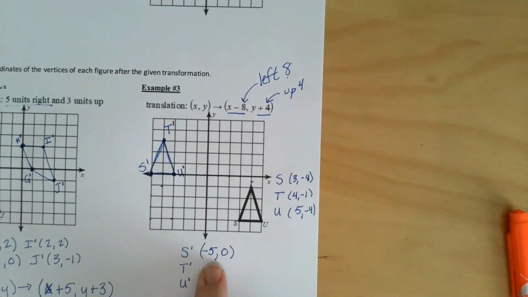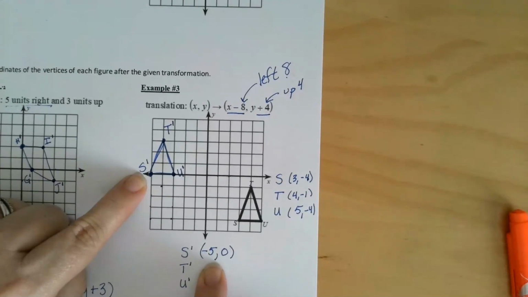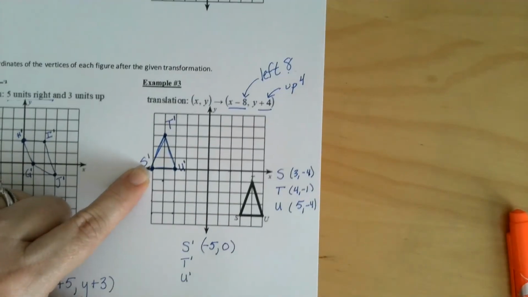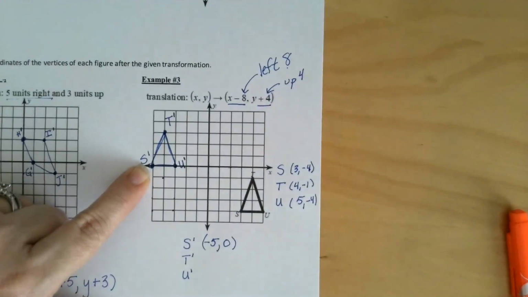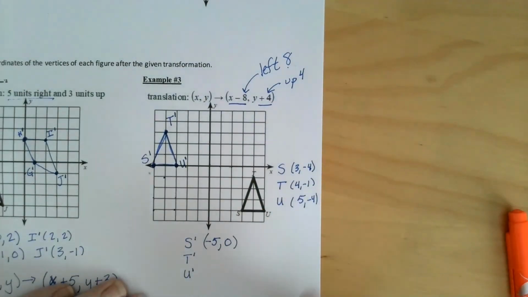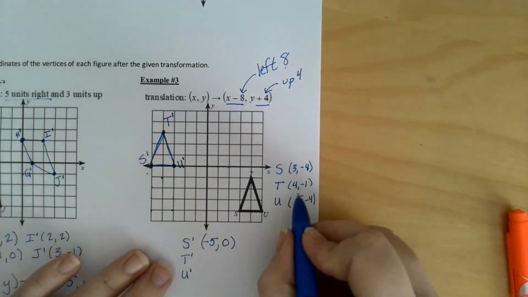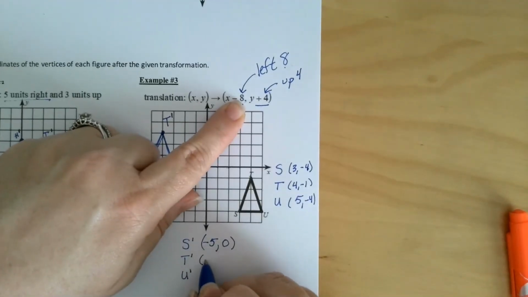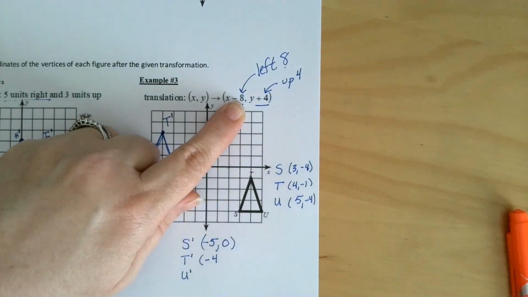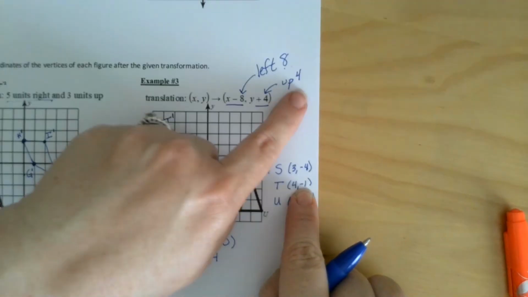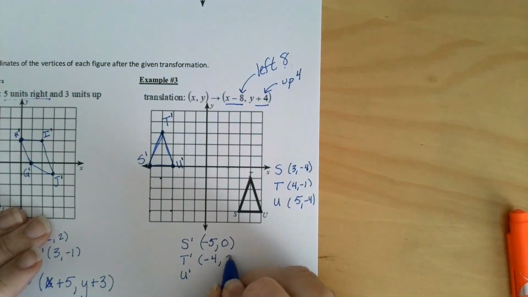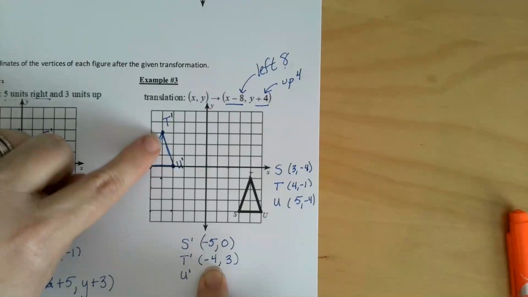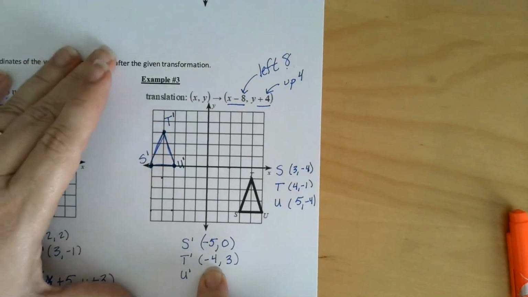Let's verify. Is that where S prime ended up? Is it at (-5, 0)? It is. Okay, so I can do it by graphing it, or I can do it by dealing with the coordinates. If I do the same thing to T, if I take 4 and I subtract 8, that gives me -4. And then if I take -1 and I add 4, that gives me +3. Let's verify. That is where T prime ended up.